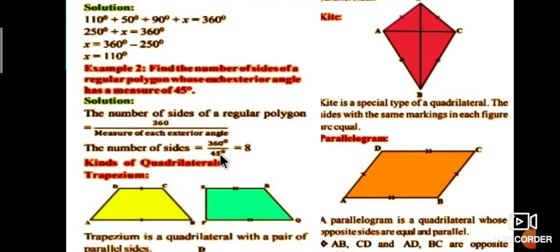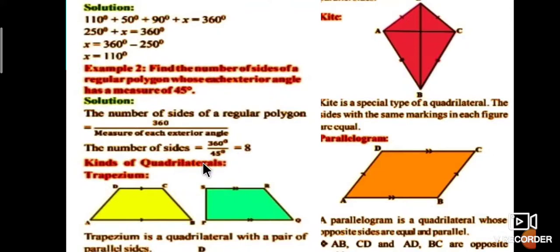The measure of the exterior angle is 45 degrees. Therefore, 360 divided by 45 is 8. Therefore, the number of sides is equal to 8. The number of sides of a regular polygon is equal to 360 divided by the measure of each exterior angle, that is 360 divided by 45, which is equal to 8.